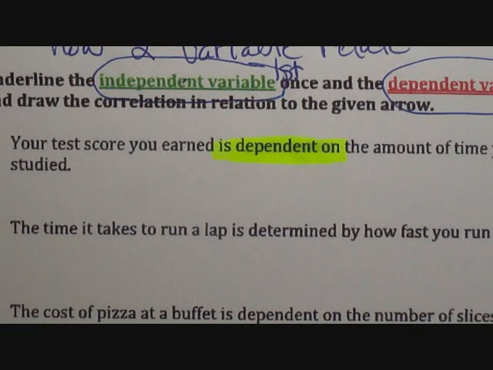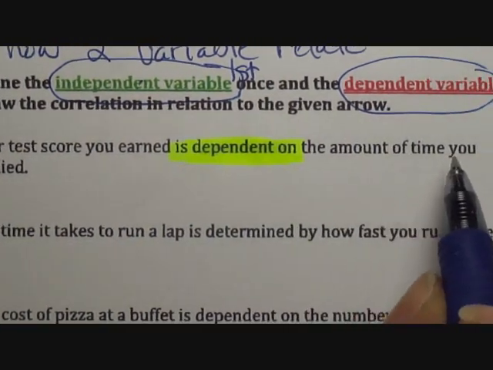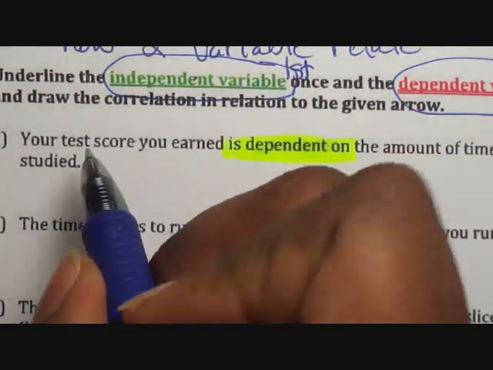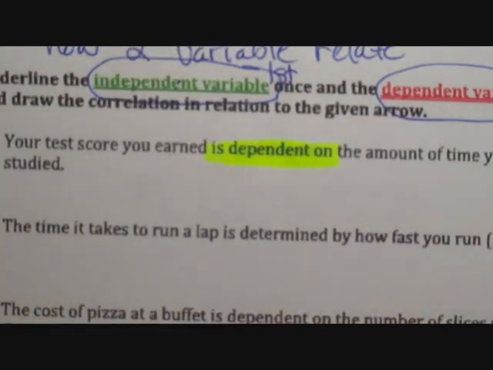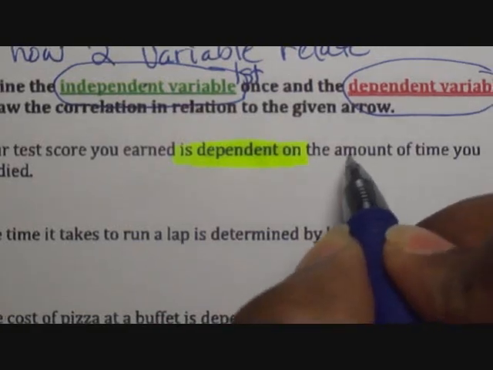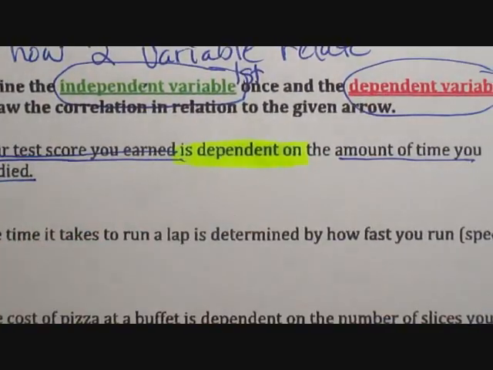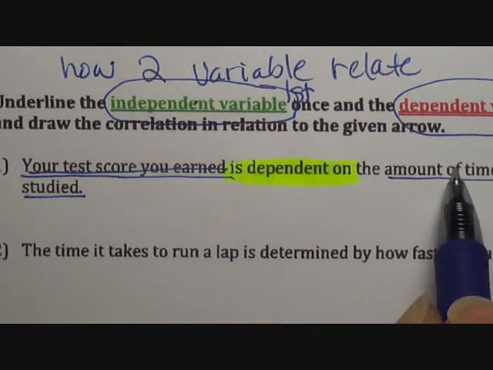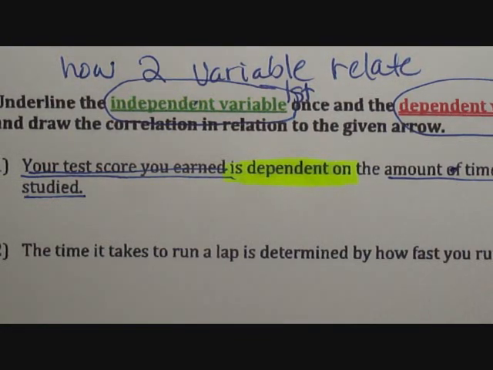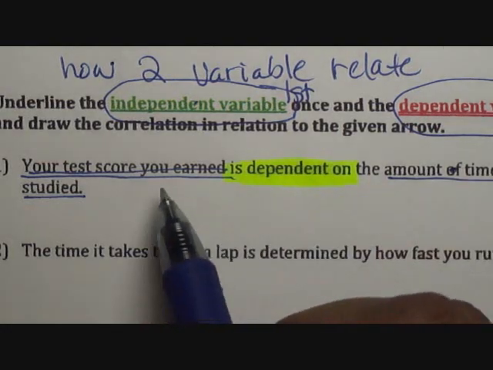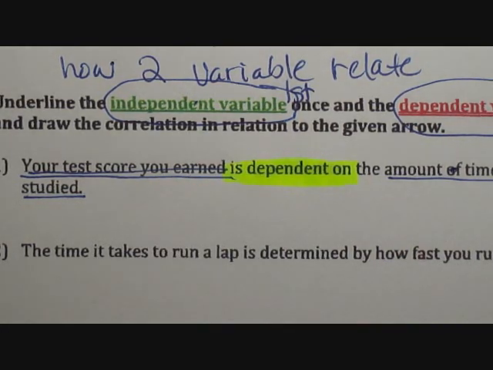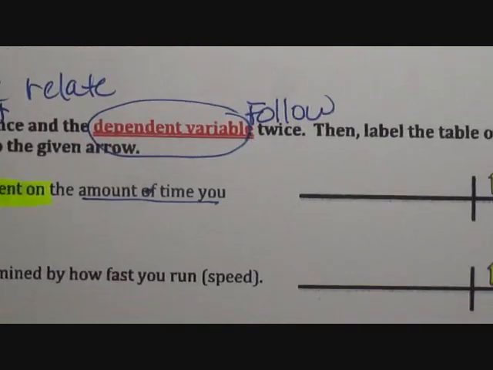Okay, so we're going to underline the dependent variable. Which one has to happen first? The time you study will affect your score, or your score will affect the time that you study. Okay, the amount of time that you studied will affect your score. So this one will happen first, which will be our independent variable, and this one will follow, which will be our dependent variable. Now we're going to go ahead and put this on the graph.